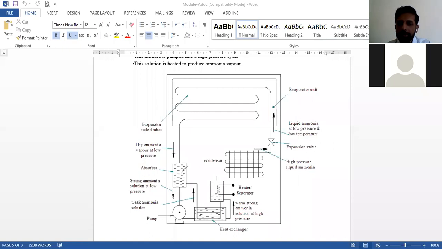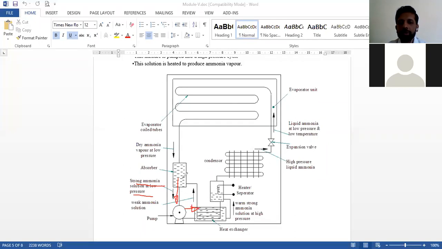Okay, so when this ammonia is added to this liquid, it is going to get converted into strong ammonia solution, and that is going to be pumped. From there, the strong ammonia solution, which is at low pressure, is going to be drawn by a pump and sent to the next stage. That is the function of the pump. It is going to receive the liquid from one end and push it to the other unit.